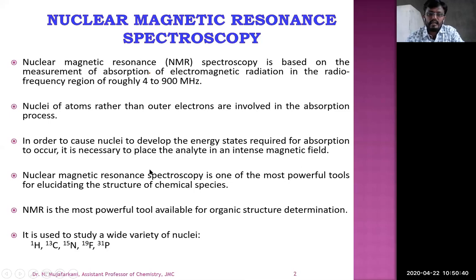We should know that nuclear magnetic resonance spectroscopy is based on the measurement of absorption of electromagnetic radiation in the radio frequency region of roughly 4 to 900 megahertz. You know that this NMR spectroscopy is completely absorption of electromagnetic radiation. Already I told you what is called electromagnetic radiation. In order to cause nuclei to develop the energy states required for absorption to occur, it is necessary to place the analyte in an intense magnetic field.